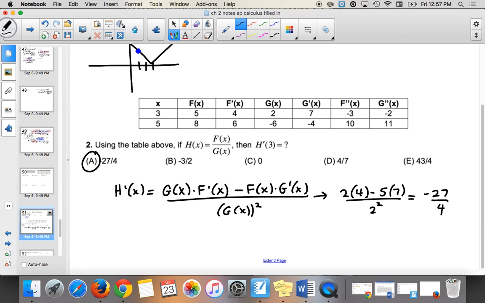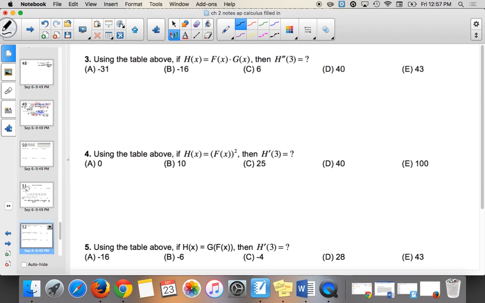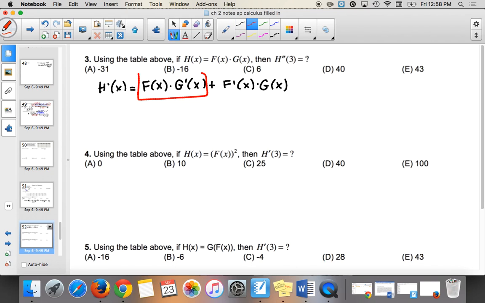Easy enough so far? Now the next one looks very easy. However, if you look at it, it's a double prime, so don't be fooled by that. So we're going to do h prime of x first, which is going to be first, f of x, times the derivative of the second, which is g prime of x, plus derivative of the first, f prime of x, times the second normal, g of x. And now we're going to do the product rule on each of these because we need to find the second derivative.